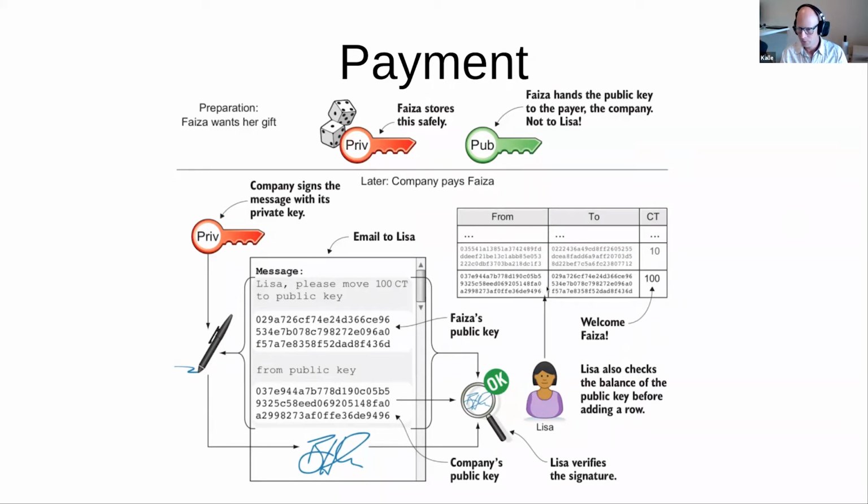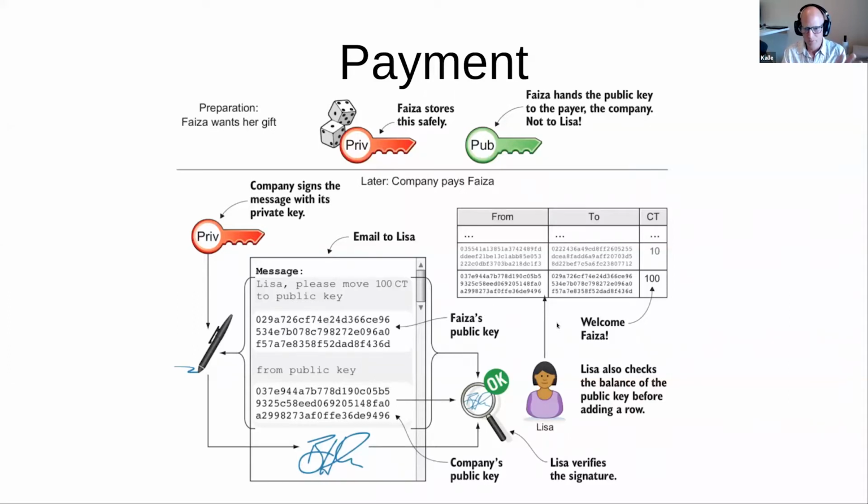And if the company has the money to spend, she will execute this payment and put it in the spreadsheet like this. So from the company's public key to Faisa's public key, 100 cookie tokens. Now, she doesn't know who any of these are necessarily. She doesn't even care. I mean, she's happy she doesn't have to keep track of everyone's public key anymore. She just does this without knowing who's who.